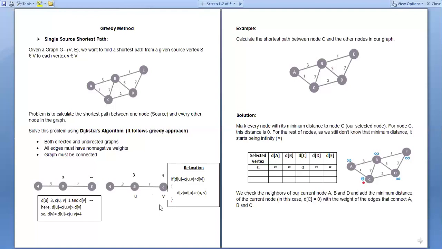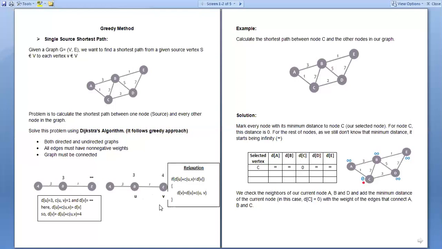At first, I am considering C as my source vertex. That means from C I want to calculate the shortest path to the other vertices: the shortest path from C to A, C to B, C to D, and C to E. So how can we calculate the shortest path? By using the Dijkstra algorithm and applying the approach it follows.